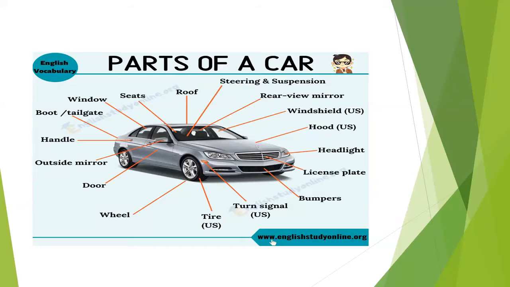Here you can see some parts of a car, and the parts of a car are roof, steering, rear view mirror, windshield, hood, headlight, license plate, bumpers, turn signal, tire, wheel, door, outside mirror, handle, boot, window and the last one is seats.